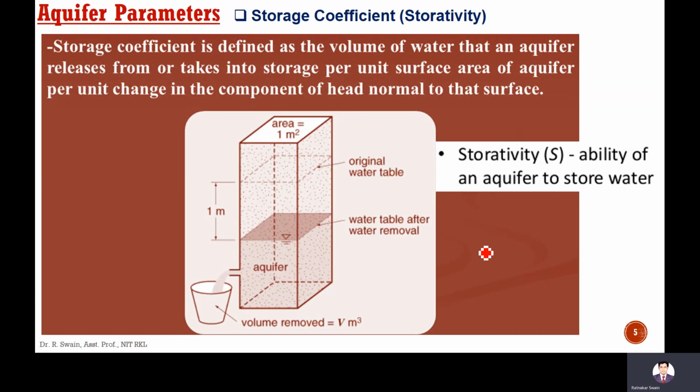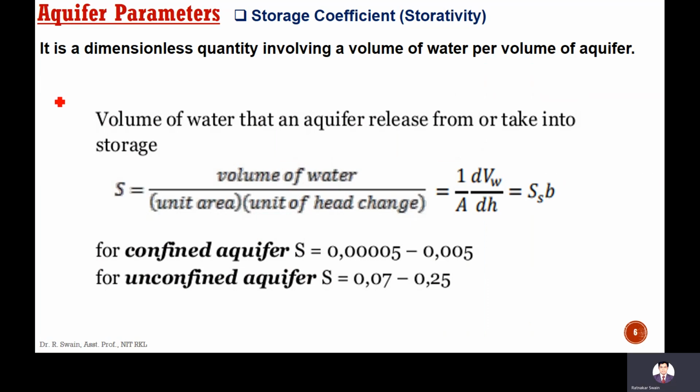The storage coefficient or storativity, we already covered. Storage coefficient is defined as the volume of water that an aquifer releases from or takes into storage per unit surface area of the aquifer per unit change in the component of head normal to the surface. That means per unit change in head, and per unit surface area. That is the only difference. It is a dimensionless quantity, the volume of water to the area of the aquifer per unit change in head.